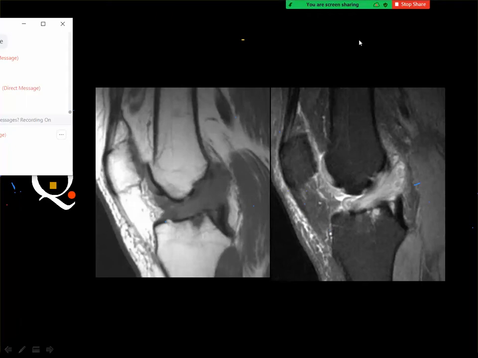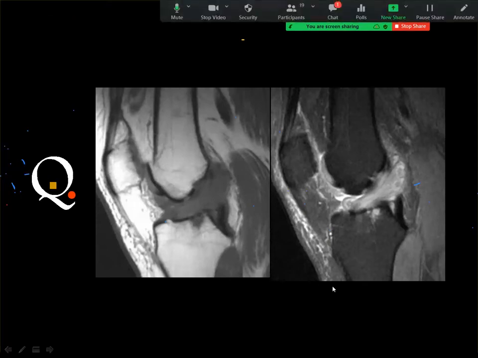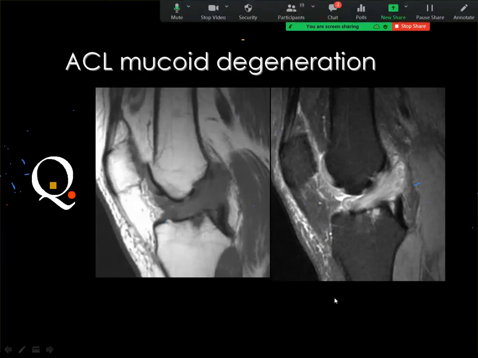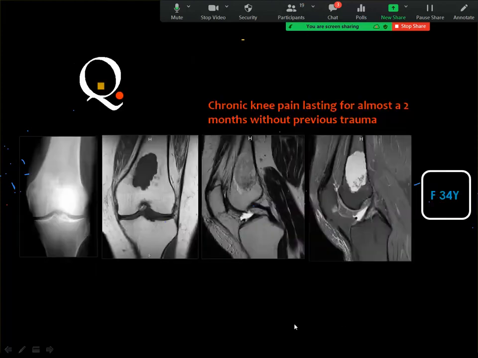No, this is not an ACL tear. Mucoid degeneration, yes, this is right. This is ACL mucoid degeneration. You know the celery stalk sign, and you got significant swelling of the ligament with some intact fibers running side by side to the degenerated fibers, which show abnormal signal. Next case.